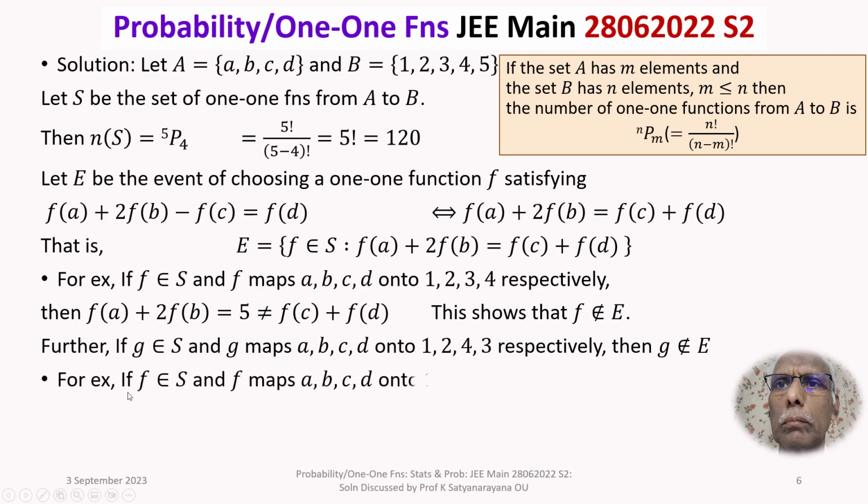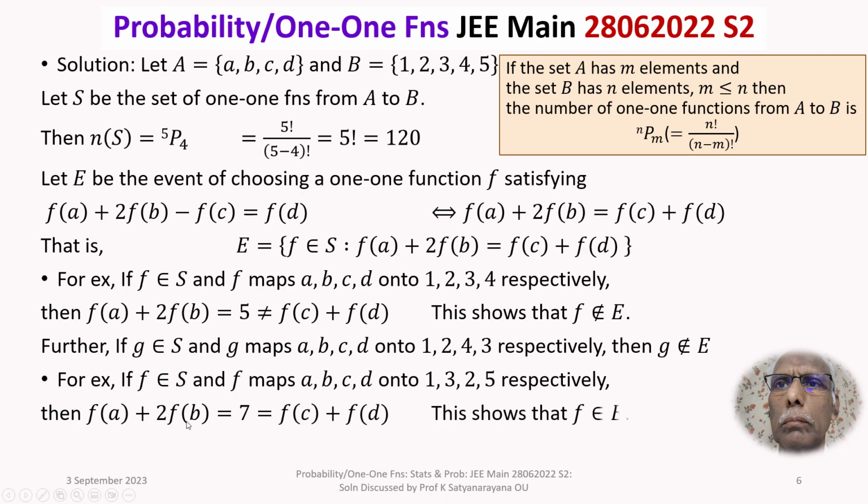Take another example. If f belongs to S, f maps a, b, c, d onto 1, 3, 2, 5. Then f(a) + 2f(b), that is f(a) is 1, plus 2 times 3, is 7. Yes, 7 can be written as 2 plus 5 or 5 plus 2. That means you will get 2 functions which will qualify the condition. So this shows f belongs to E.